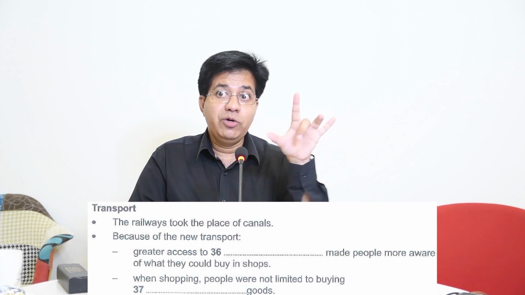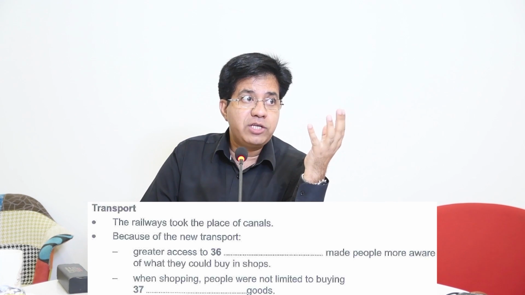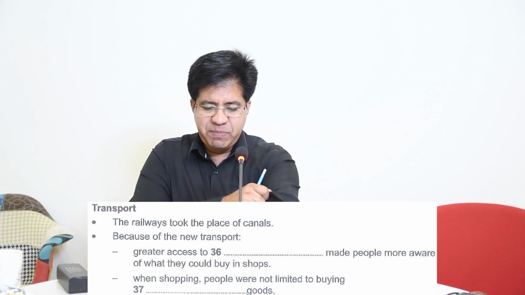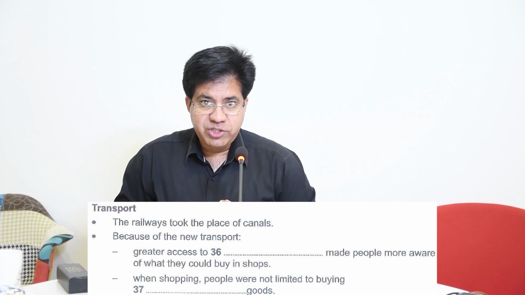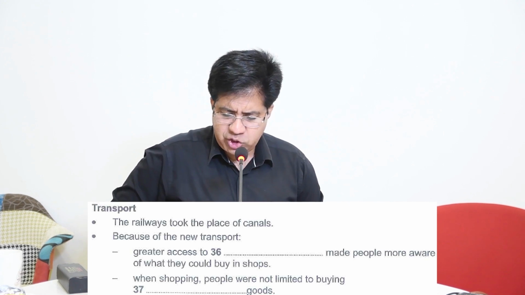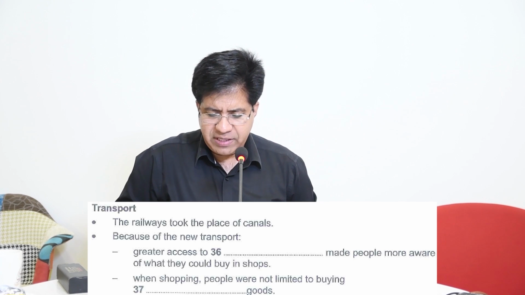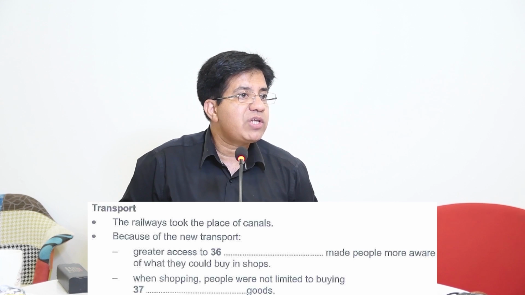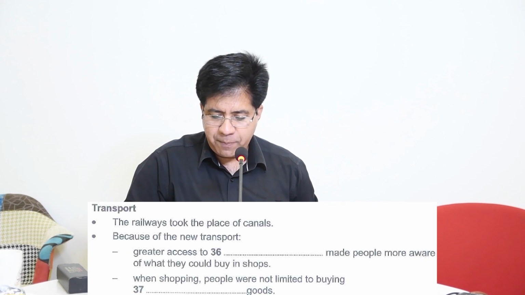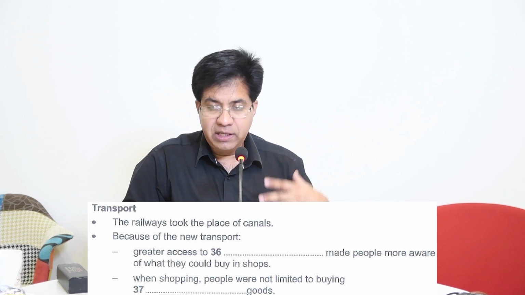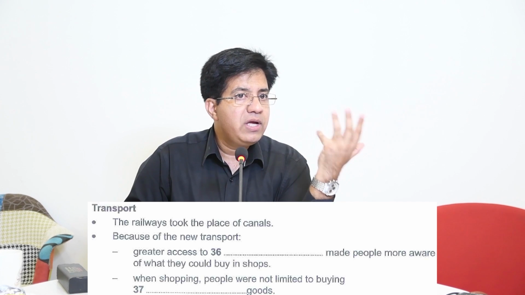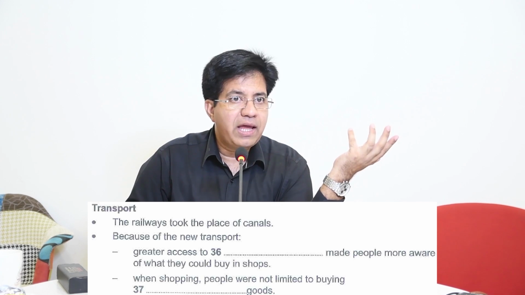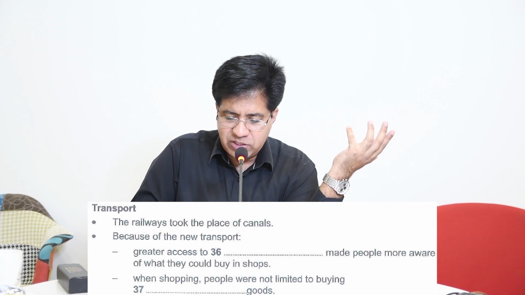Answer is newspapers. And then they took a long time to come to that point, so you have to wait for that. Newspapers. Question number 37. When shopping, people were not limited to buying dash goods. Dash goods means type of goods. For example, when shopping, people were not limited to buying imported goods, exported goods, local goods, or anything like that. And for "goods," they can use "things" or whatever.